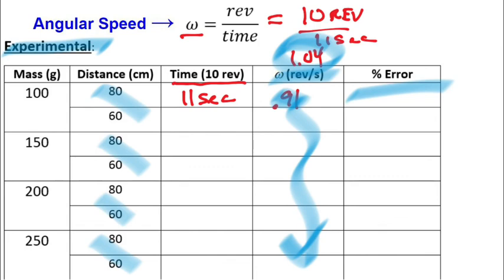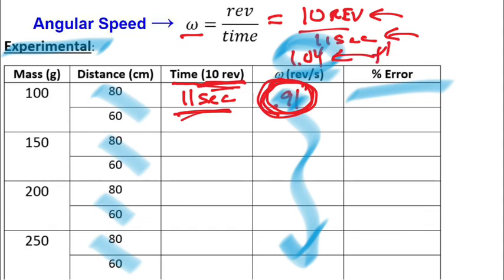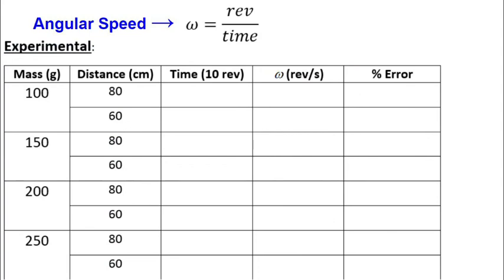So again, this was my experimental. When I spun this thing around, it took 11 seconds to do 10 revolutions. So 10 revolutions divided by 11 seconds is 0.91. And earlier, when we did all those calculations, theoretically, I got that. So now I'll compare those two and see how it goes. Make sure you're comparing the revolutions per second, not the radians. All right. Questions there? And then we have the questions to answer as we go along.